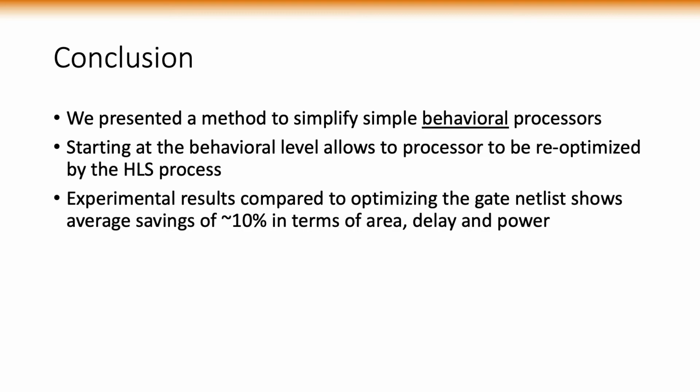Let's conclude the work. In this paper, we presented a method to simplify simple behavioral processors. We've shown that starting at the behavior level allows the processor to be re-optimized after each of the different VLSI design stages, leading to extra benefits. Experimental results compared to just optimizing a general purpose processor specified as a gate netlist show that we can achieve around 10% better area, delay, and power. This concludes this presentation.